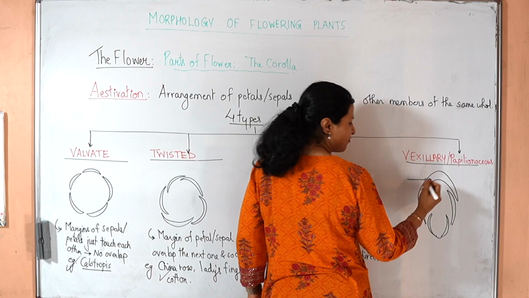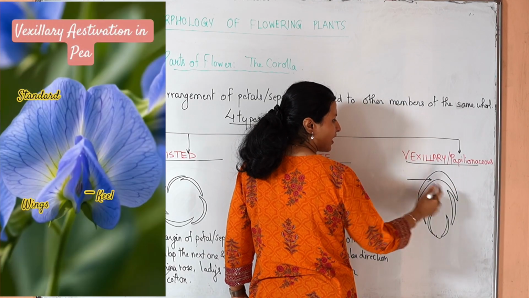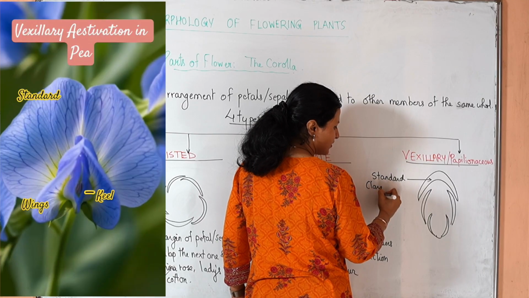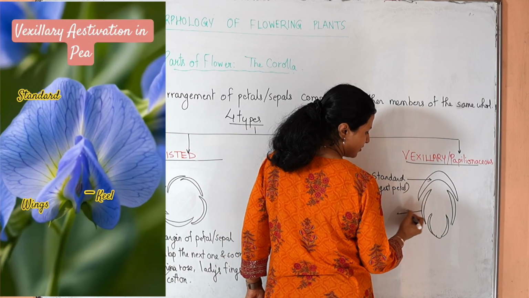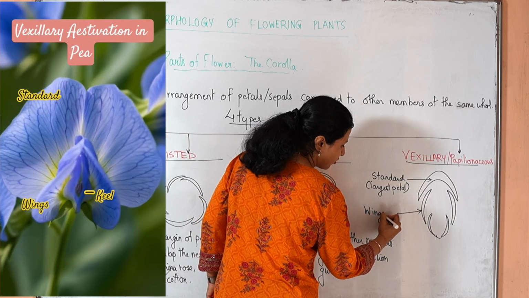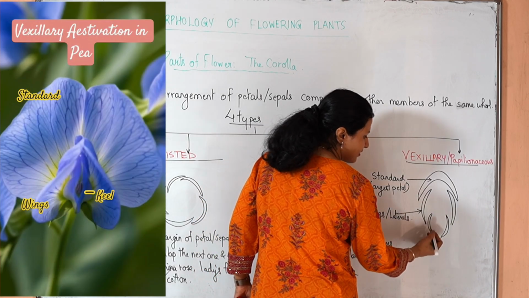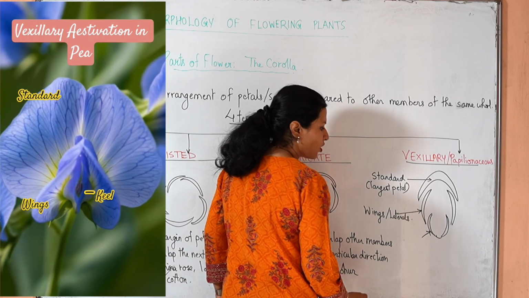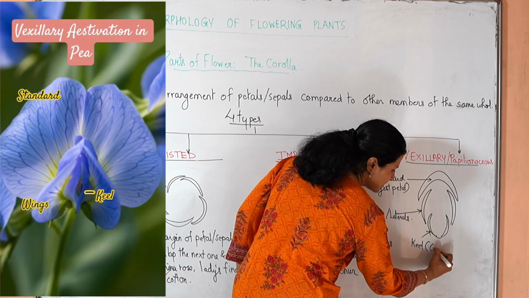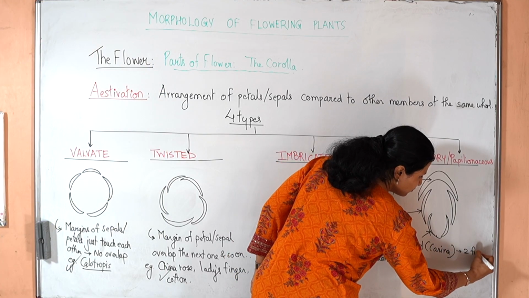There are total 5 petals in this case. There is one large petal which is called the standard. This is the largest petal. This largest petal in turn overlaps 2 smaller petals which are called the wings or the laterals. And the laterals then overlap 2 smaller petals which are collectively called the keel, also called carina. These are 2 fused petals.